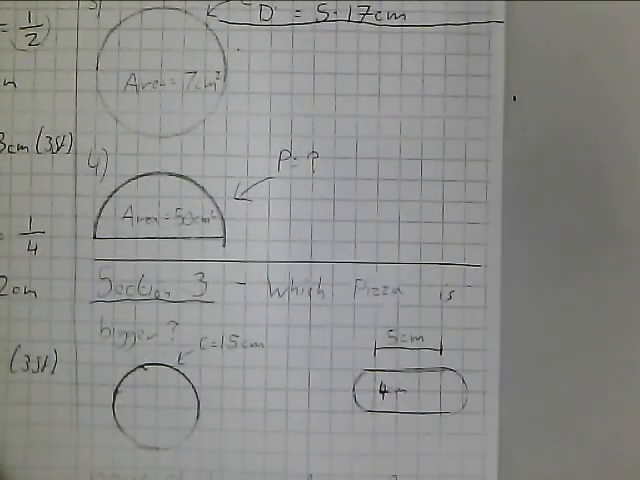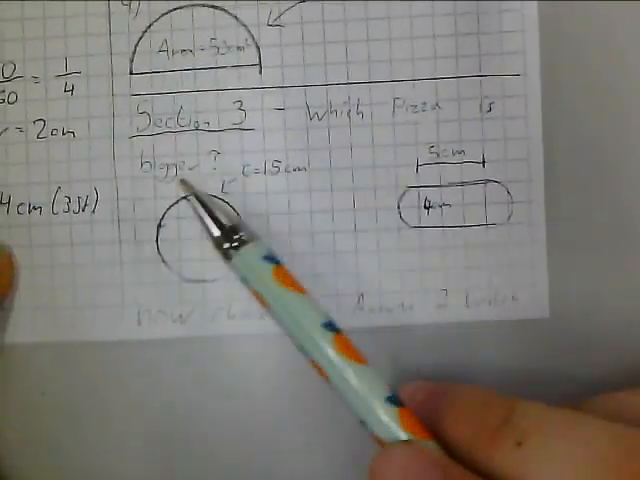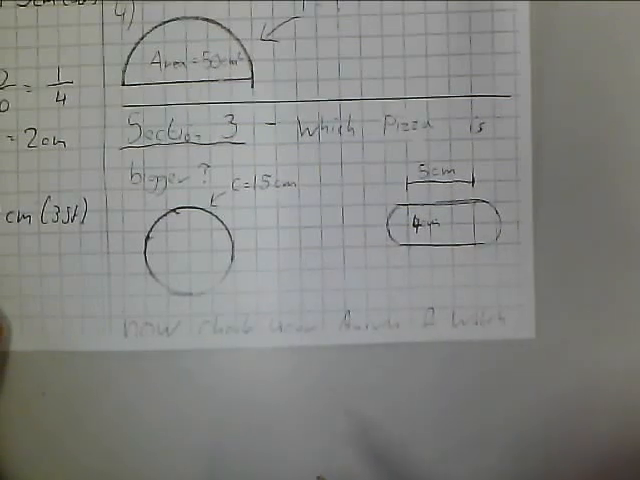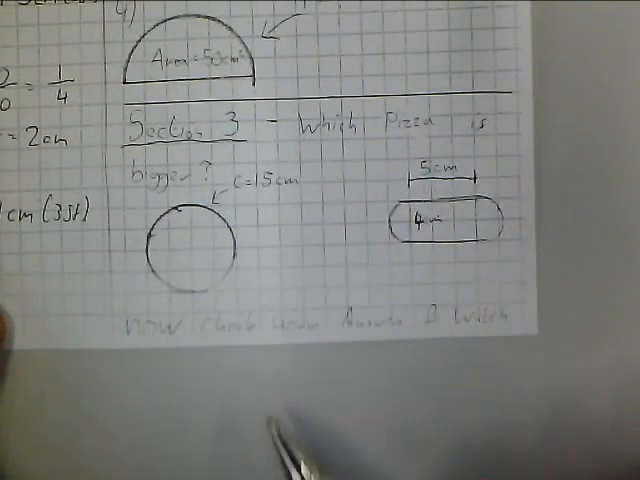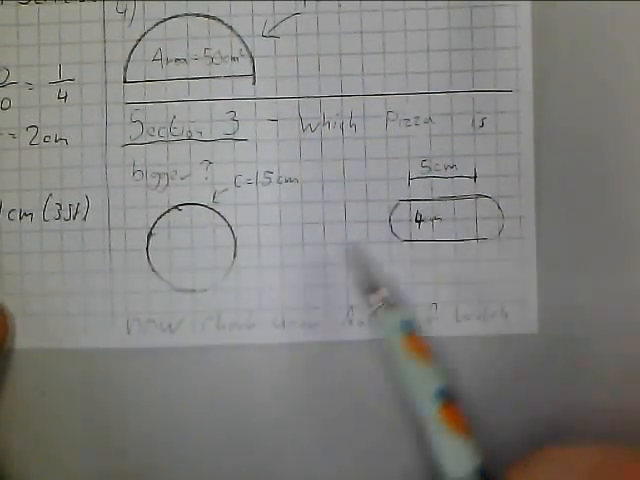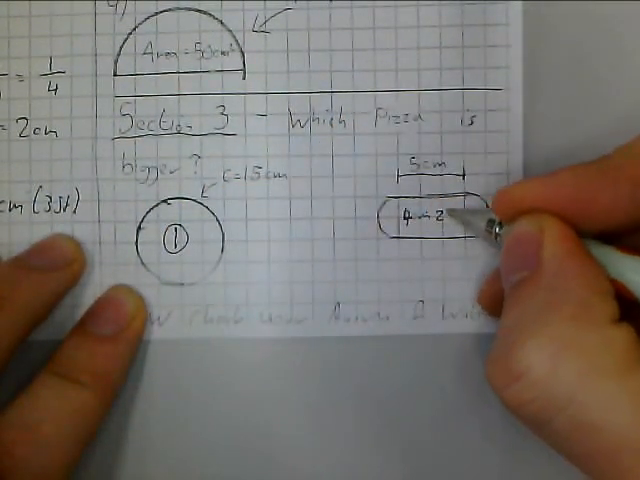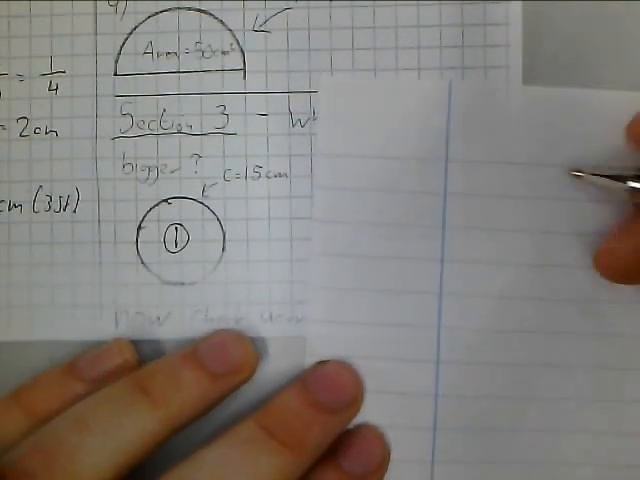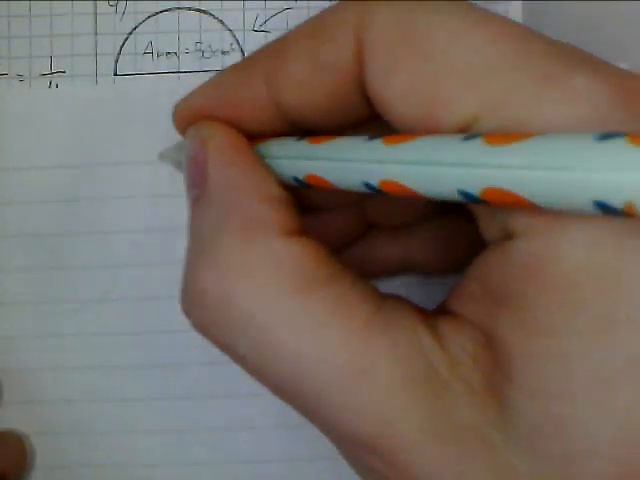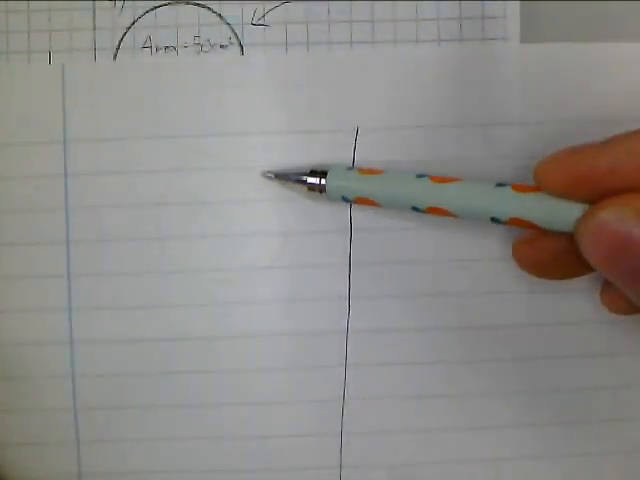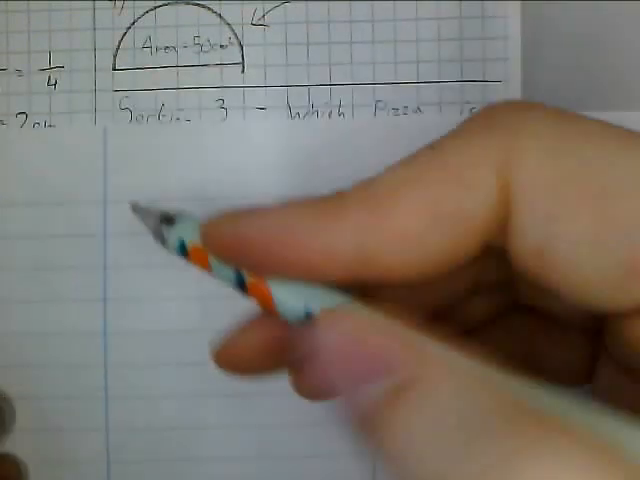And finally, the last bit, which is section 3. I want to know which pizza is bigger, and to do that, I need to find the area of both. So the first one shouldn't be too bad. I'm first going to label these area 1 and area 2. Let's split our page in half, because I want to compare two different things. On the left-hand side of my workings, I'm going to work out the area of my first circle.